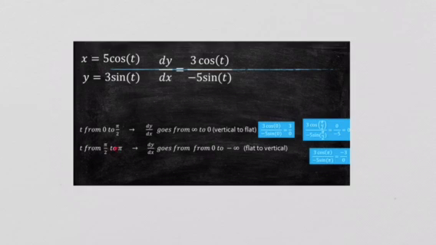And then what about from pi over 2 to pi? Well, we have 3 cosine of pi over 2 is 0. Negative 5 sine pi over 2 is negative 5. That's the calculation we just did for this one. That's 0. So then what happens at pi now? Well, 3 cosine of pi is negative 1, so that gives us negative 3. Negative 5 sine pi is 0, so that's negative 3 over 0, which is also going to be infinity.